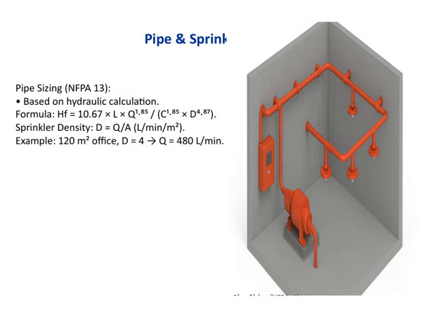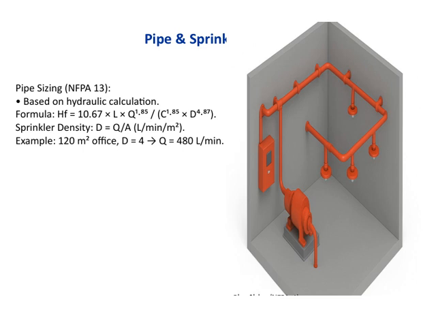Let's take a closer look at pipe and sprinkler design, starting with pipe sizing according to NFPA 13 standards. The key here is that pipe sizing is primarily based on hydraulic calculations to ensure adequate water flow and pressure throughout the system. The main formula we use is HF equals 10.67 times L times Q raised to the power of 1.85, divided by C raised to 1.85 times D raised to 4.87. This helps us determine the head loss, or friction loss, in the pipe, which is critical for proper system design.